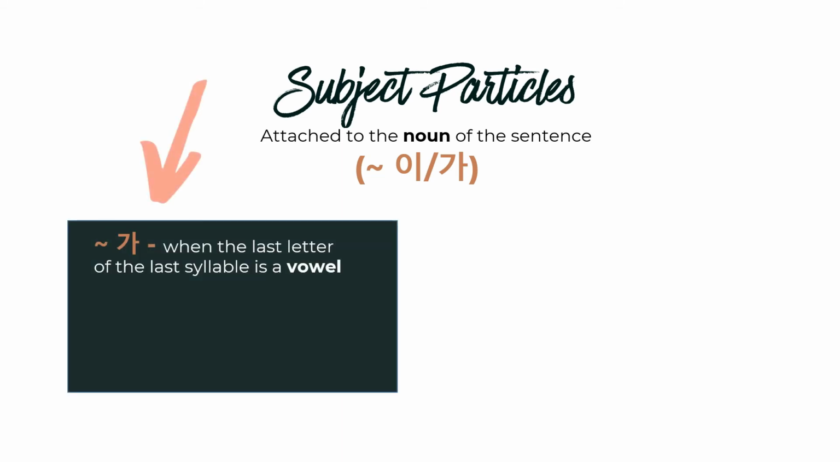Ka is used when the last letter of the last syllable is a vowel. So for example, for the word women, which ends in a vowel in the Korean language, yoda. Therefore, we are going to add ka. So we say yodaga, right?